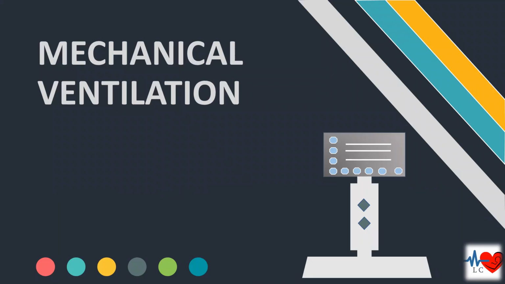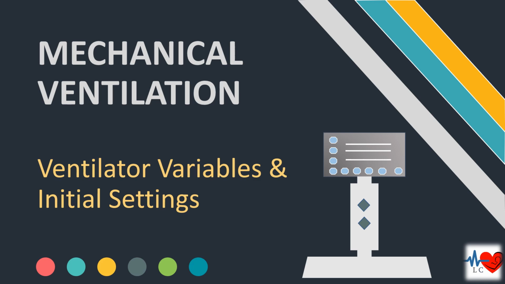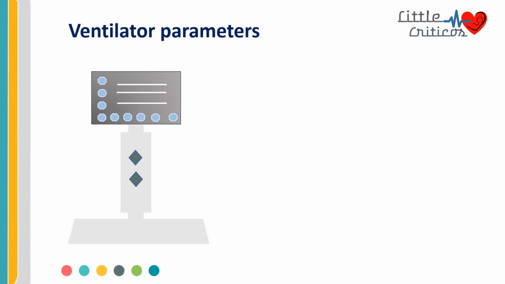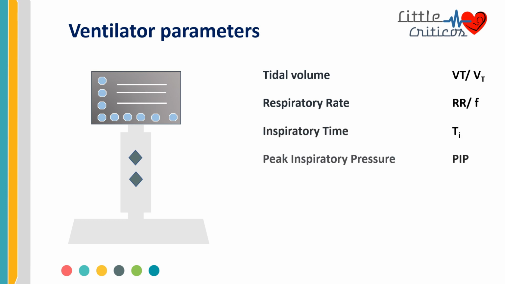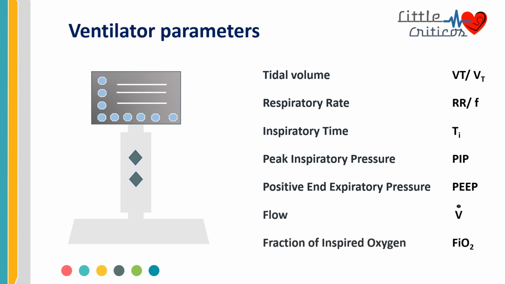Today, we continue our discussion on ventilator variables and initial settings of a ventilator. In this lecture, we will discuss various parameters such as tidal volume, respiratory rate, inspiratory time, peak inspiratory pressure, positive end expiratory pressure, flow, and finally, fraction of inspired oxygen.